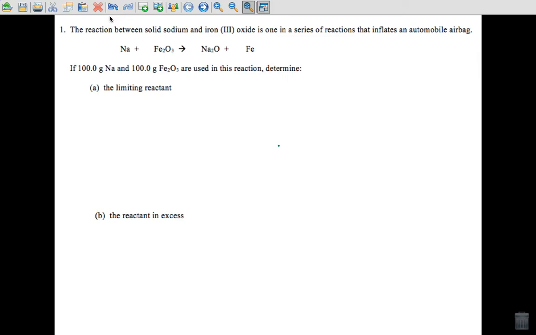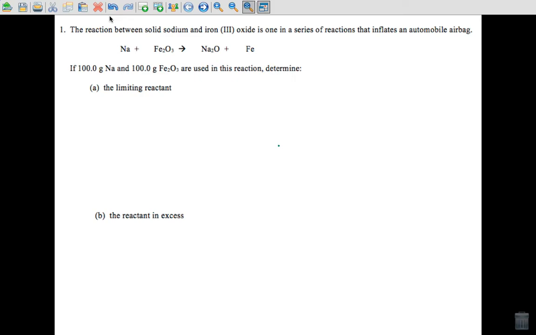All right, so now we're going to do some limiting reactant problems. The key with limiting reactant is, remember, it is the reactant that is used up first during a chemical equation. So it's going to determine the maximum amount of product that can be formed. Because it's going to be the first one to run out, it's going to be the first one to stop the reaction, and therefore stop the production of any products.